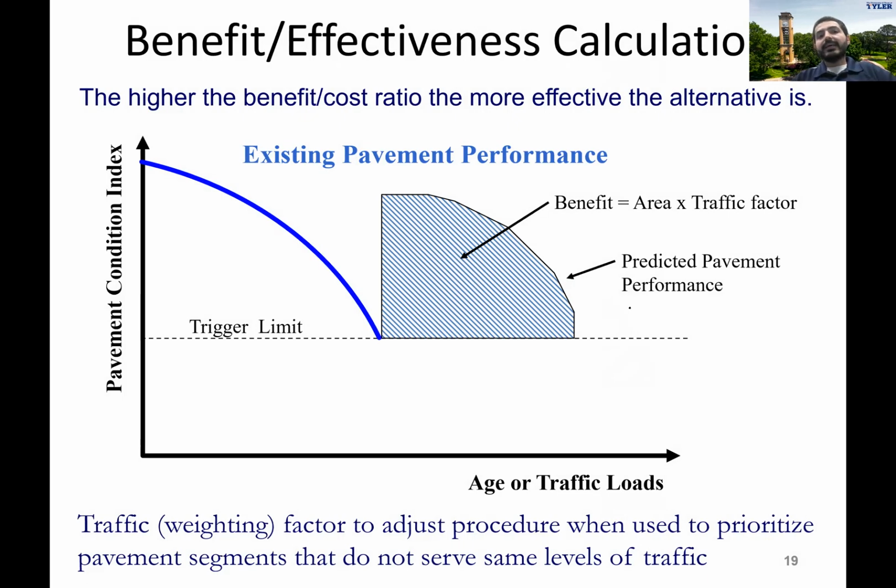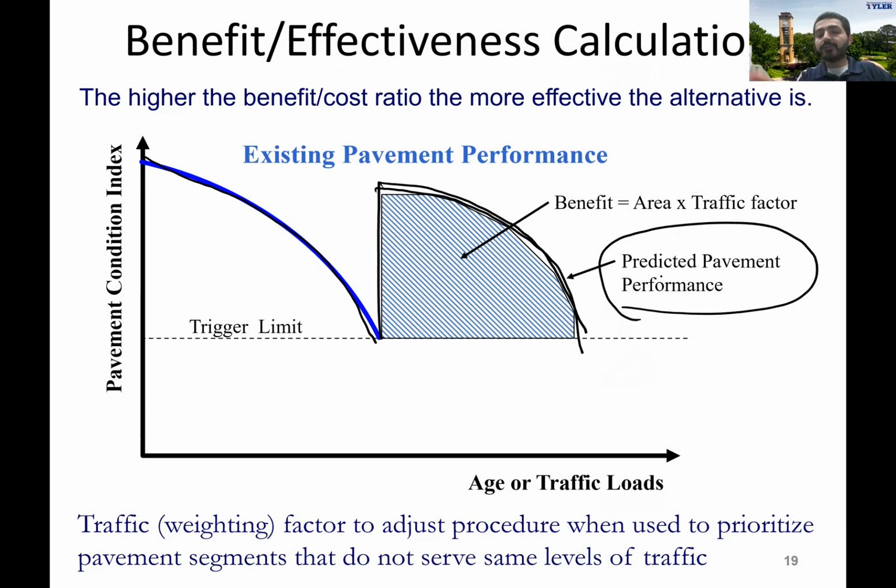And of course, again, the higher the benefit to cost ratio, the more effective the treatment is. So, for example, here, assuming this is the existing pavement performance, now we're going to apply a certain treatment. And that treatment, this line here, actually represents the predicted pavement performance if I were to apply this kind of treatment.